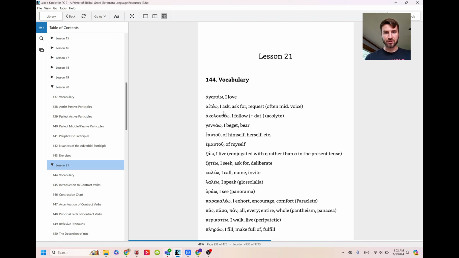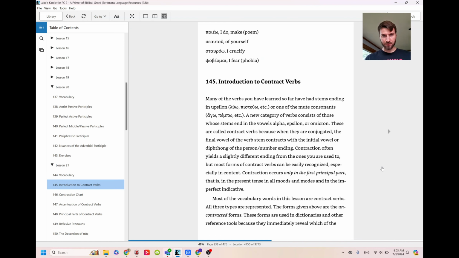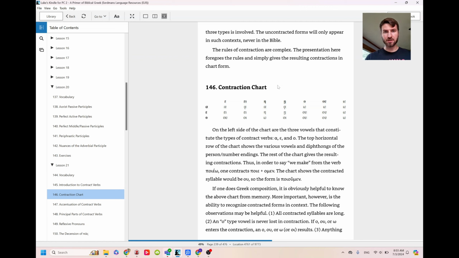So you can just look through the words you're going to memorize for this week. Pretty much most of them have either an alpha or an epsilon or an omicron as the final letter of the stem. And those final letters contract with their endings. That's why they're called contract verbs. What's going to be really important here is 146, this contraction chart. Mark this. You'll probably come back and look at this a lot.